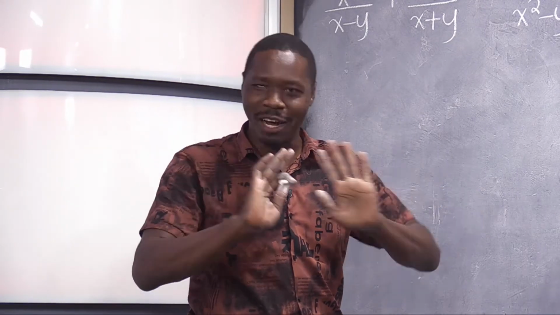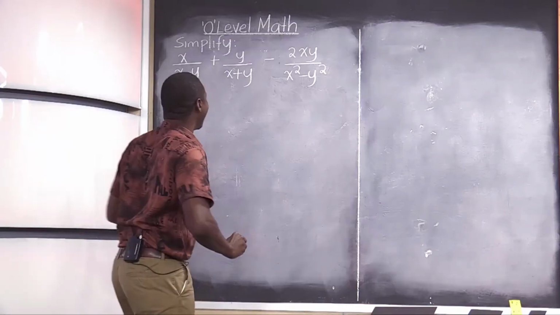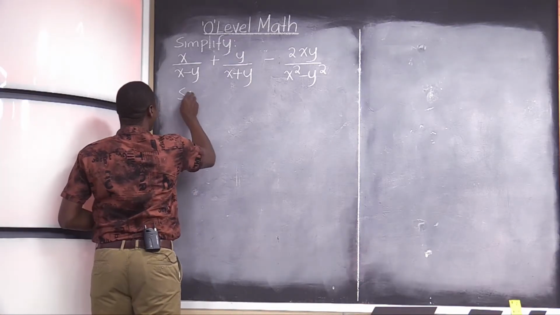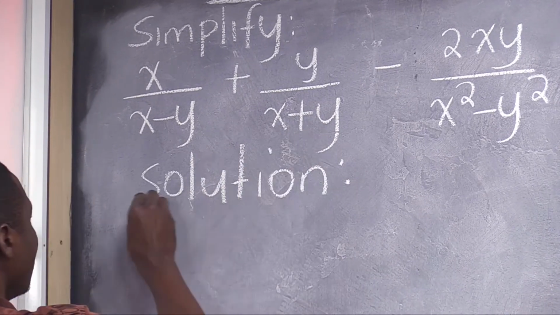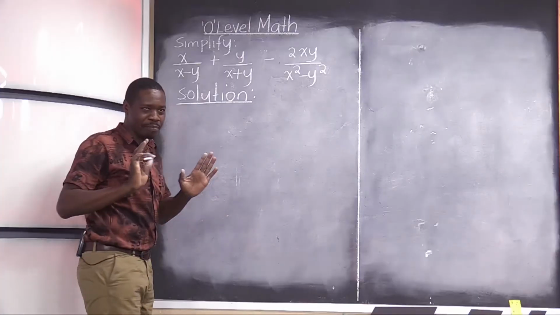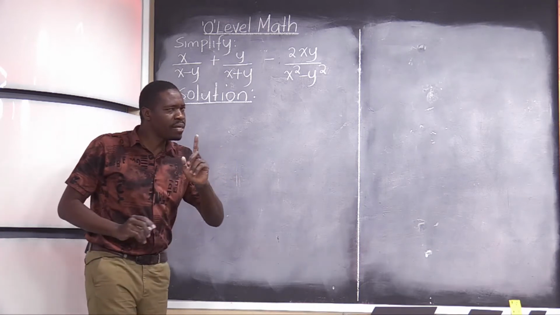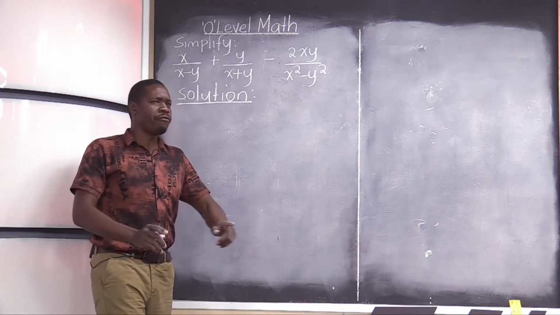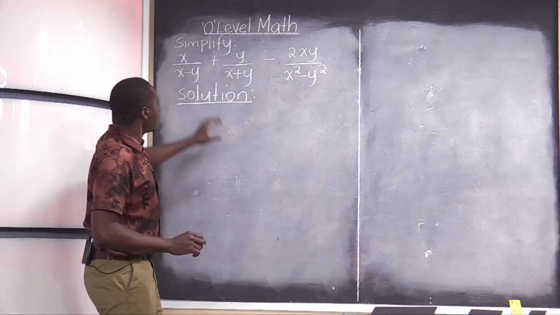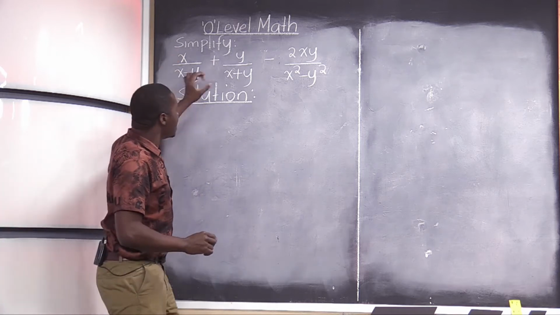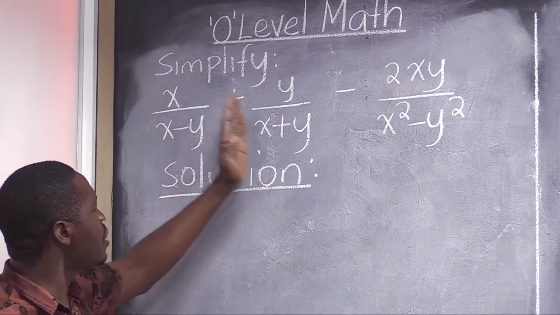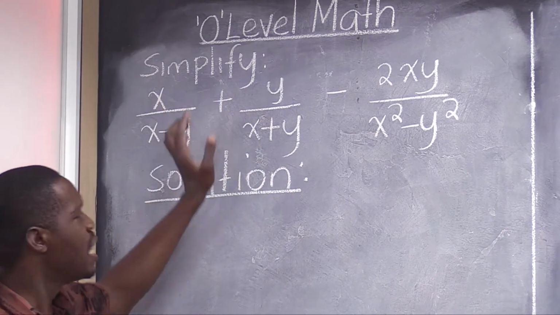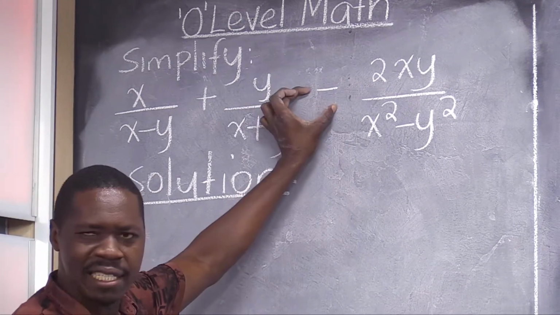Mr. Examiner, we have no problem. Let us start on that task. In our solution, you want us to simplify. Before we go any further, we are looking at the first fraction, the second fraction, the third fraction. Between the first two fractions, there is a positive. The last fraction has a negative.